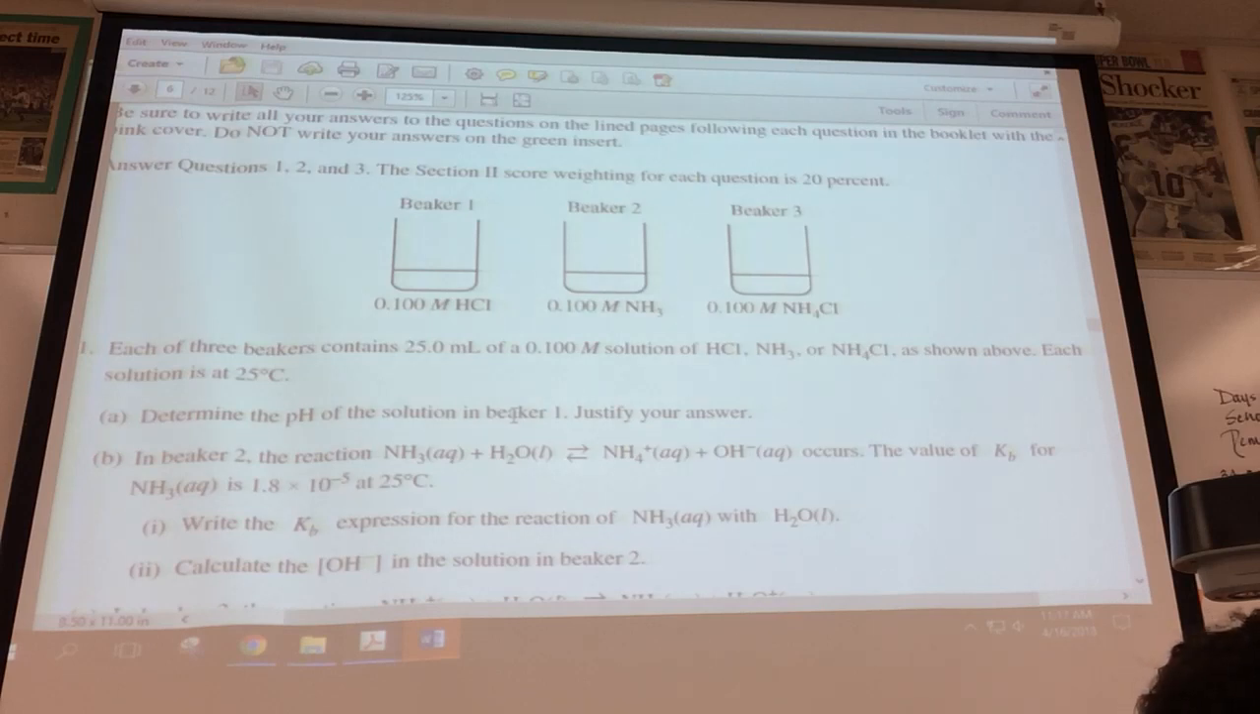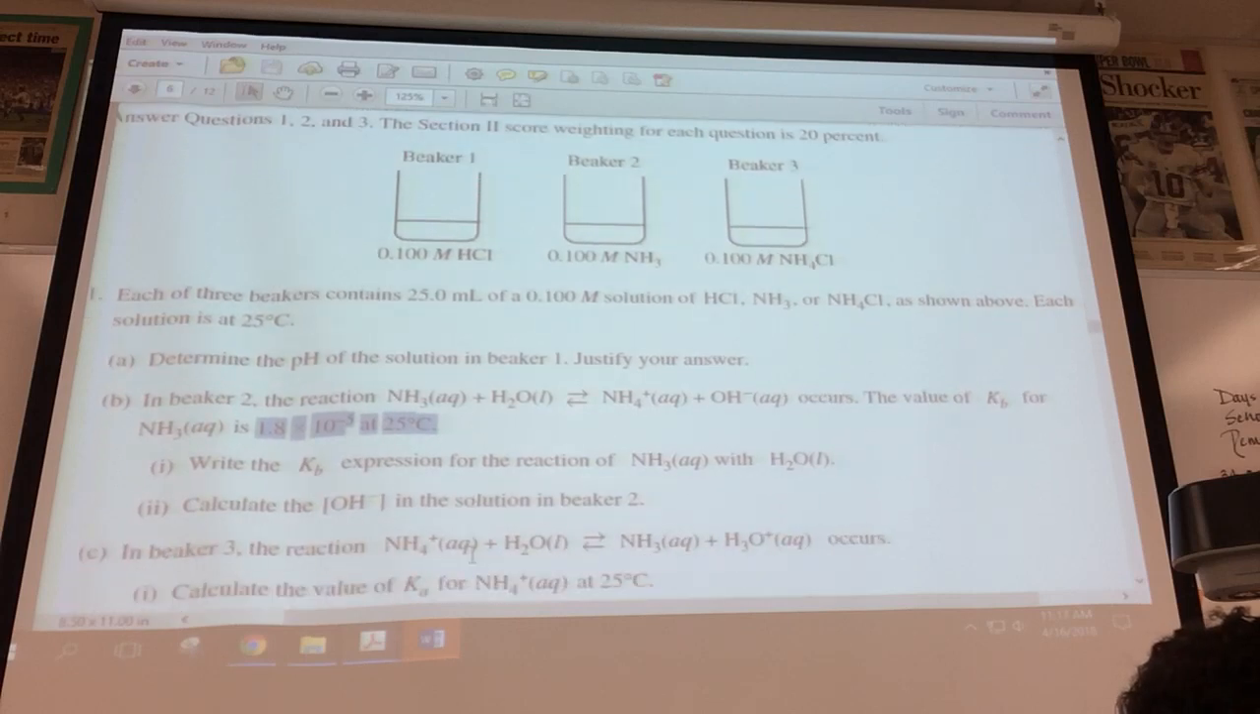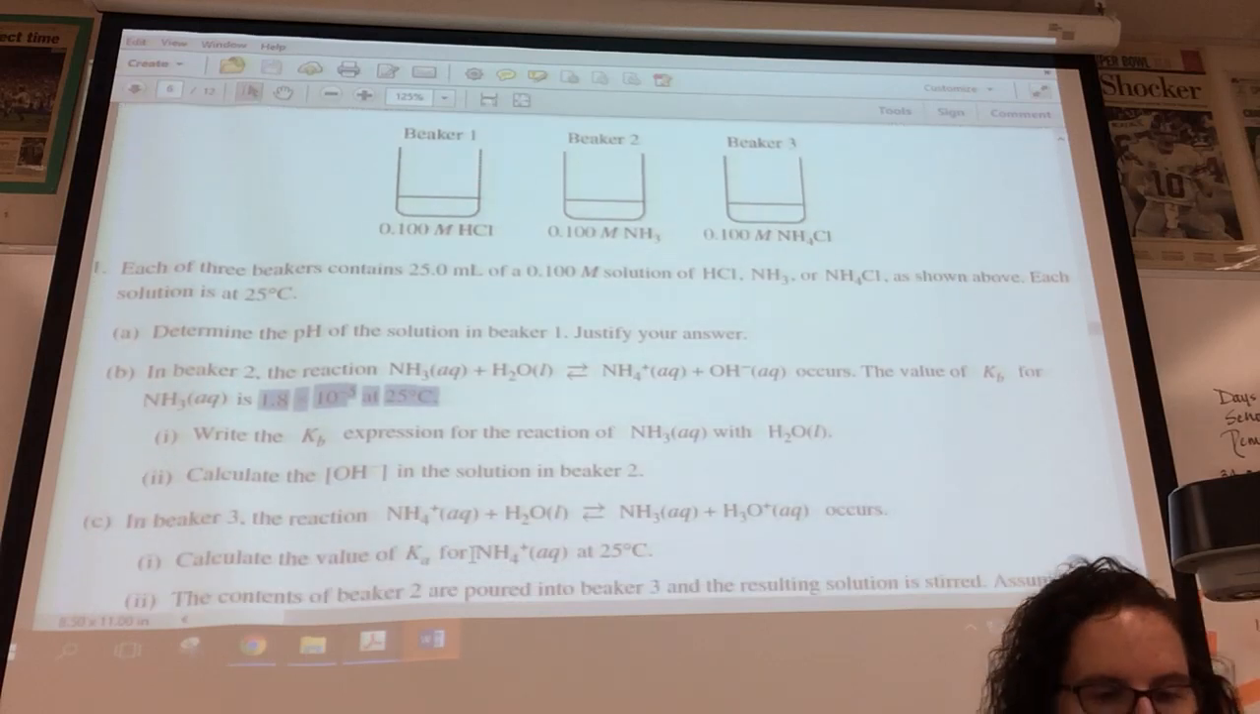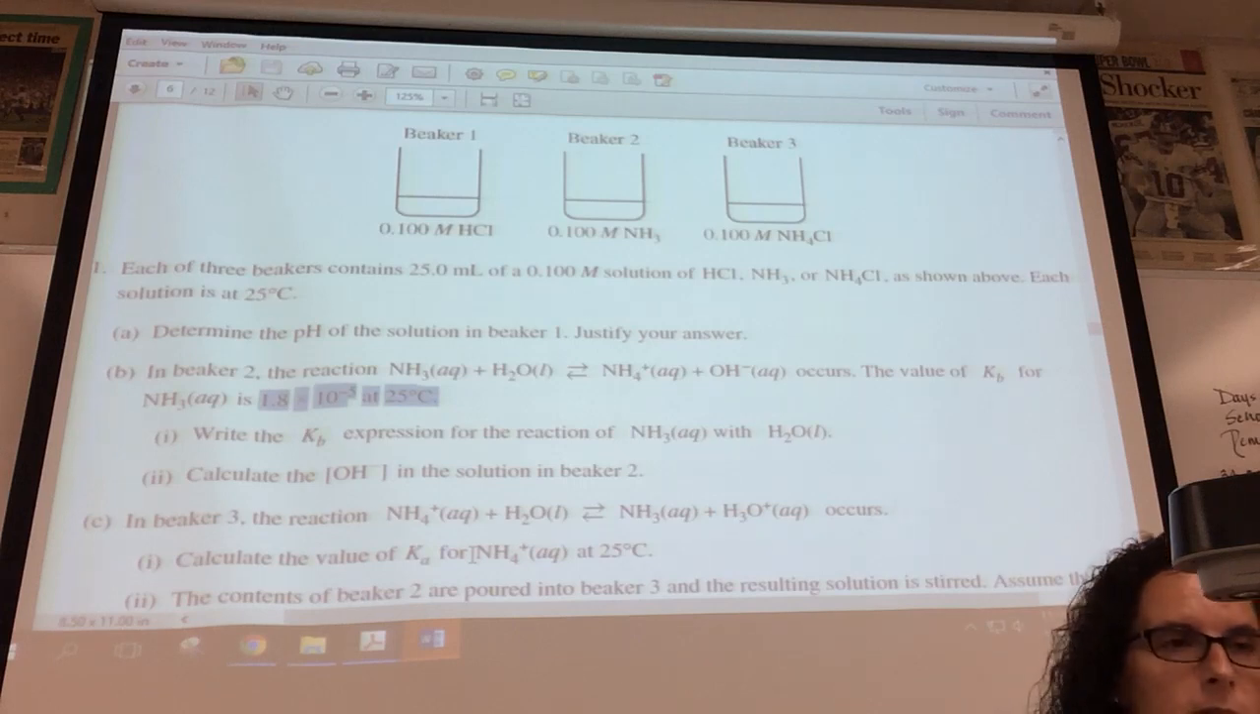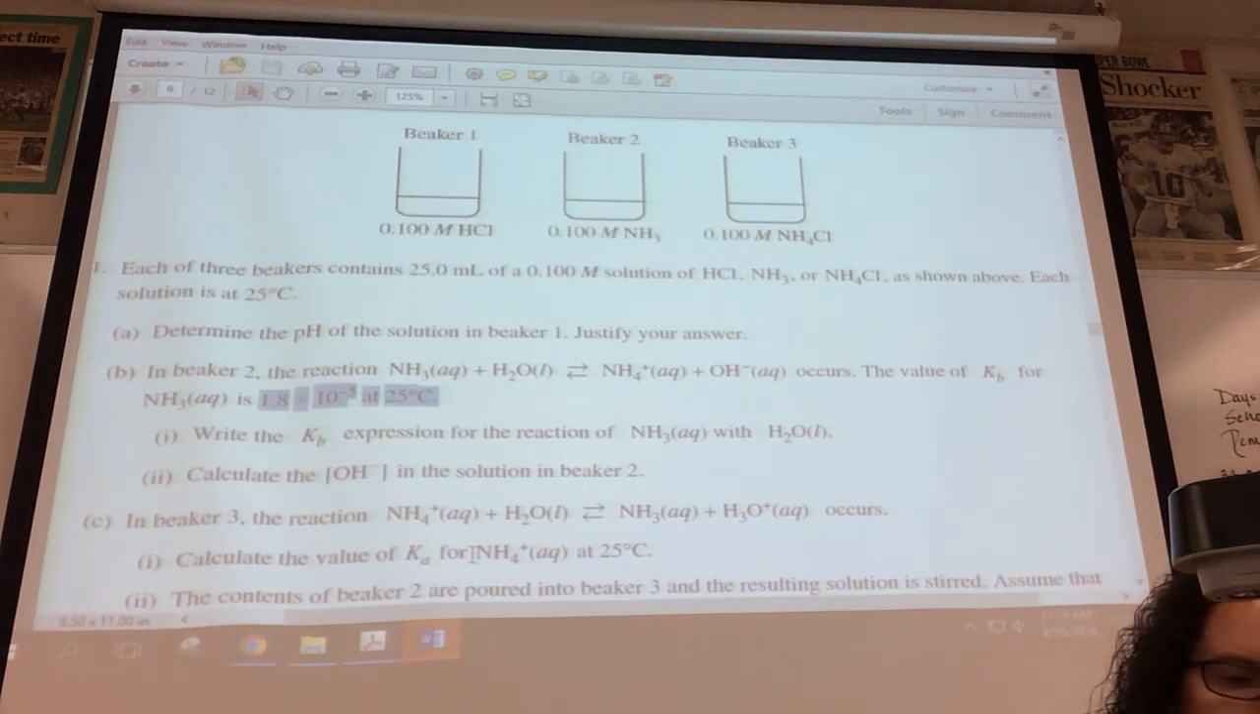That's it. In beaker 2, the reaction of ammonia plus water yields ammonium ion and hydroxide ion. The value of the Kb for ammonia is this. Try and do 1 and 2 there, little 1 and little 2. Give it a shot. Try it. You'll be surprised just how many points you can pick up.